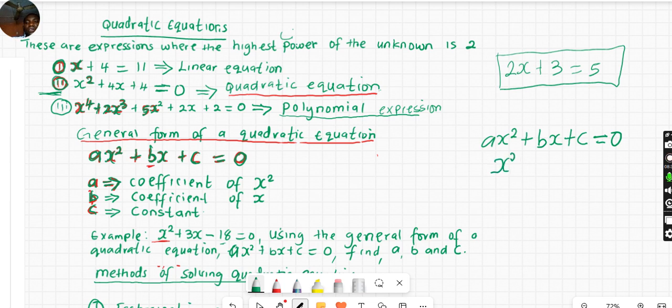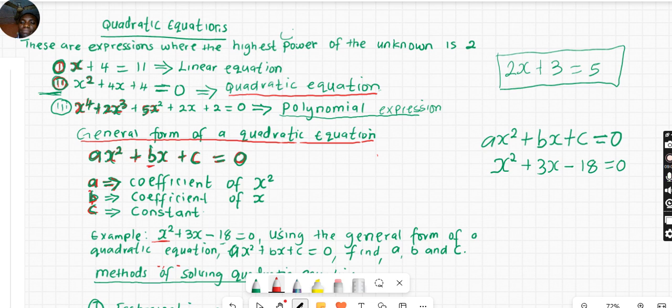We have x squared plus 3x, oh sorry, not plus again. The next one here is minus. So minus 18 is equal to 0. So if we match them, let me use another color of pen.